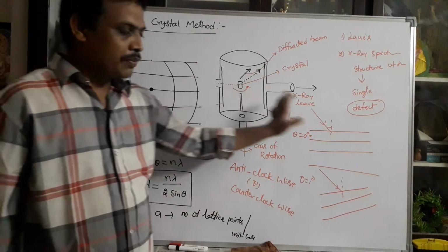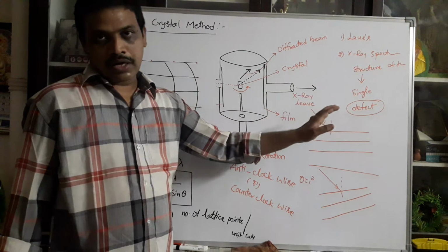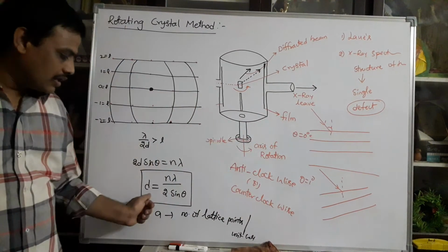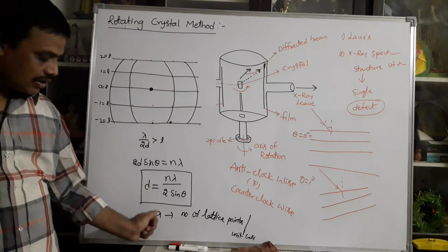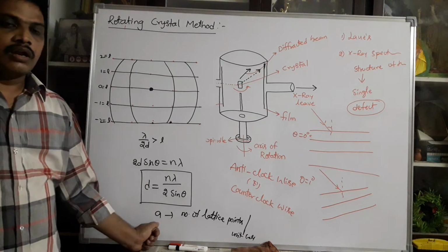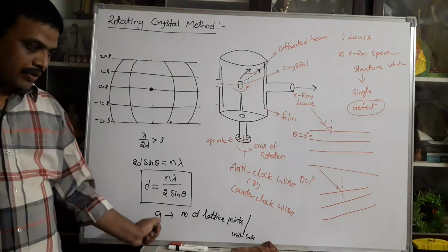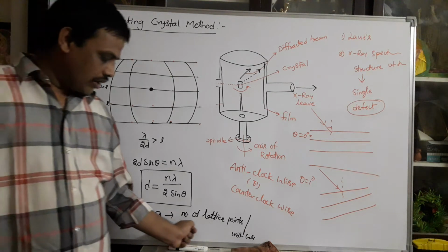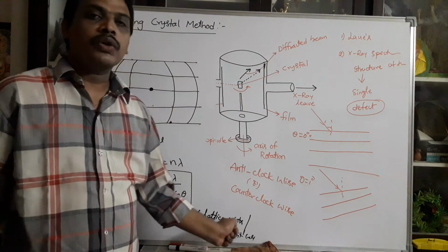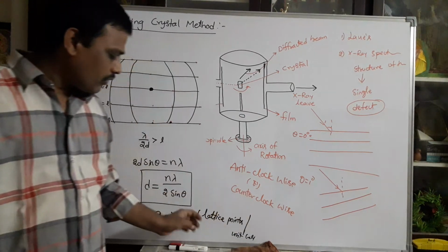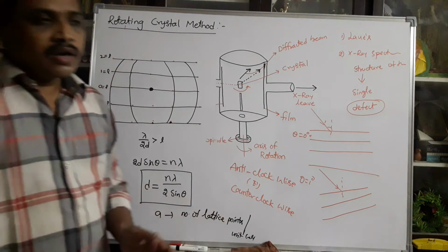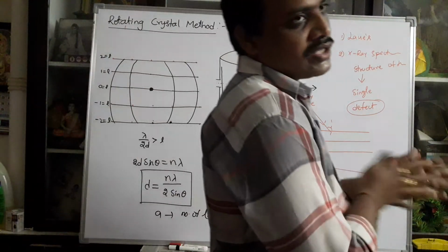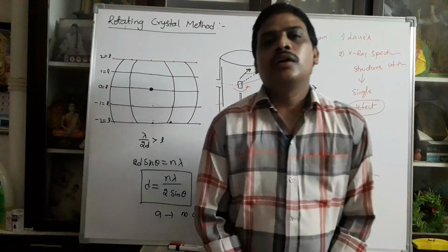From repeated observation in this experiment, you can calculate the D value. Once D is calculated, depending on D you can calculate the lattice constant. After the lattice constant calculation is completed, you can find out the number of lattice points per unit cell. Depending on that value, the structure of the cell is easily identified.